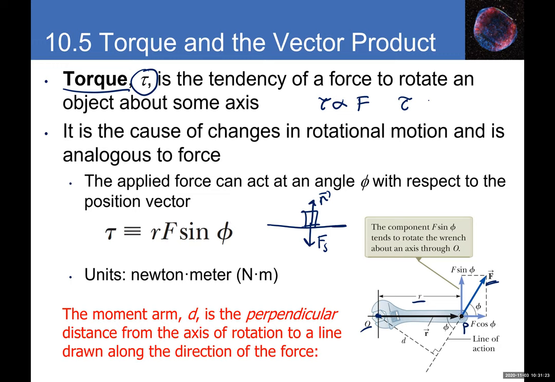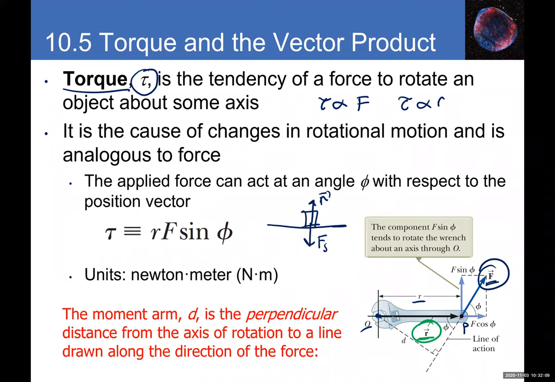So torque is also proportional to the distance R. Okay, and also orientation, because if I take this applied force F and break it down into its components, here's the X component of the force, and here's the Y component of the force. One component is actually not effective at all. The other component is effective. And the one that is effective is always the component perpendicular to this vector R. Vector R is the vector from our axis of rotation to the point where the force is applied.